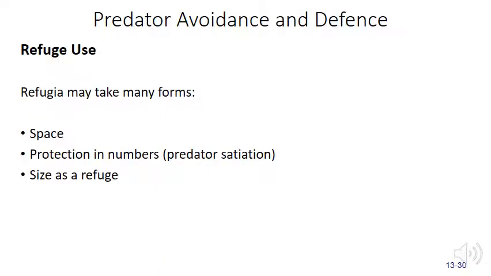So another major way in which prey species defend themselves against predation is through the use of refugia, or refuge use. These refugia can come in different categories. First, there's spatial refugia. These are physical shelters in many cases, and there are some other examples that I'll touch on.